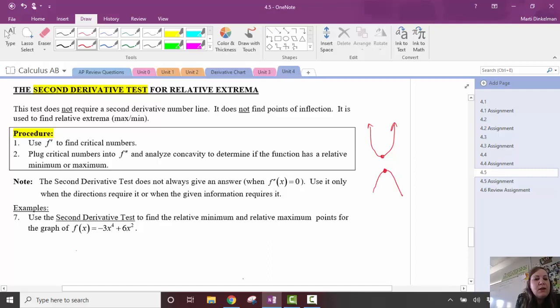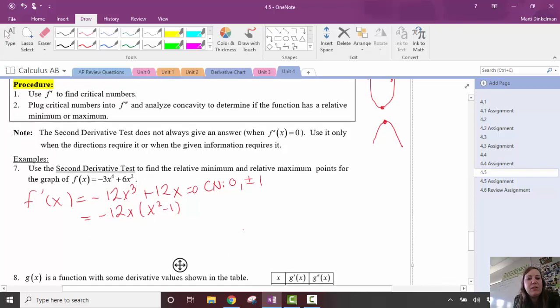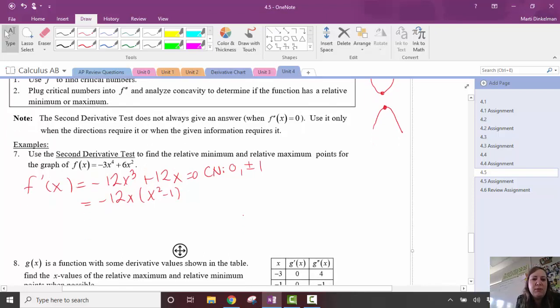So we're going to go ahead and find the critical numbers from the first derivative. So take the derivative there, and then I'm going to factor out a negative 12x. It looks like our critical numbers from the first derivative are 0 and then positive or negative 1. Technically, make sure you write equals 0 there so that the grader knows how you got that. Technically, we should also look for where it's undefined, but it's a polynomial.